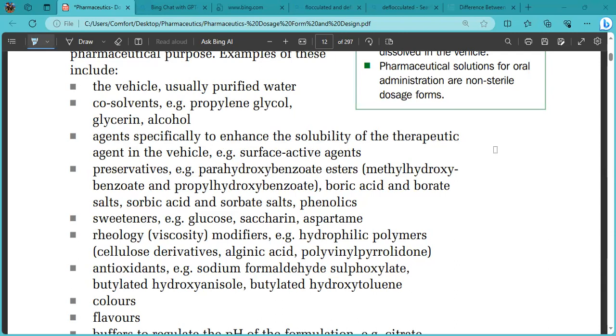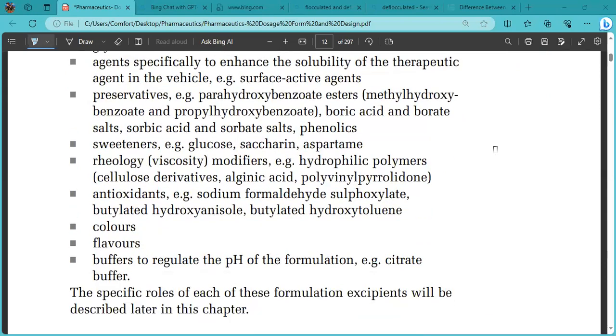We mentioned this before as well in the previous discussion. Then you can use surface active agents. If they lower the surface tension of water, it would enhance the wetting property if it's a solid API, and also enhance the overall solubility of the solid therapeutic agent in the vehicle, which is the water.